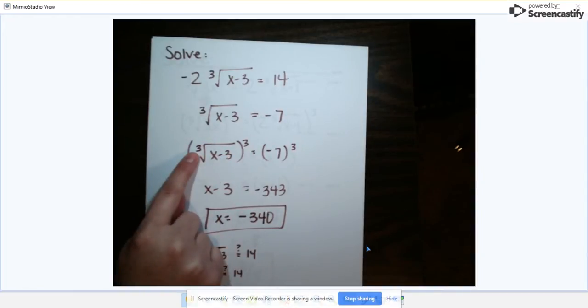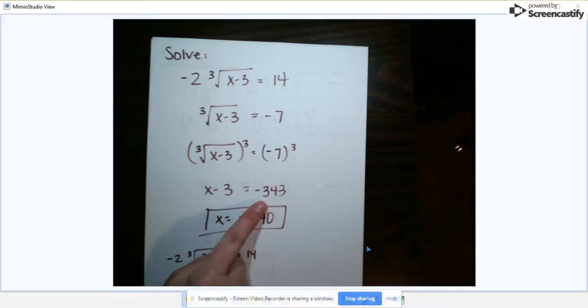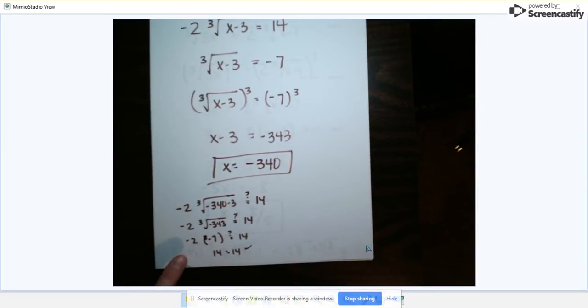Cube still cancels off the cube root, so we're left with x minus 3, and then -7 to the third gives us -343. So we're going to add 3 to get our solution of -340. There's my work for checking. This one works as well.